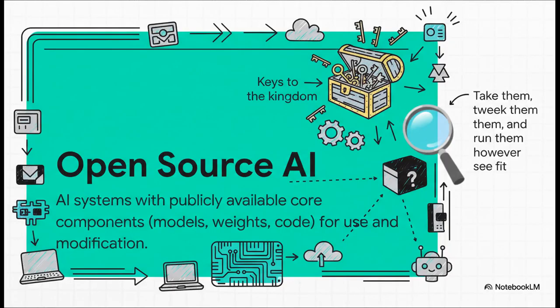Okay, so what is open source AI at its core? It basically means the keys to the kingdom. The models, their internal brains or weights, the actual code. It's all out there for the public. You can grab it, you can change it, and you can run it any way you want. This is a huge shift from the kind of black box model we've all gotten used to.